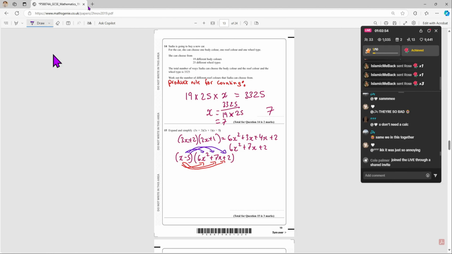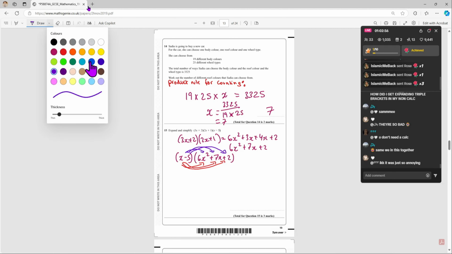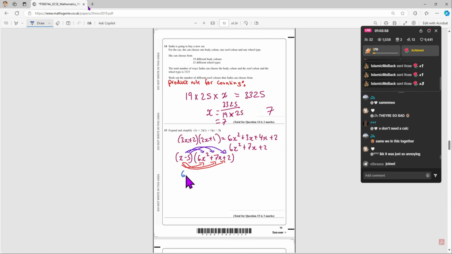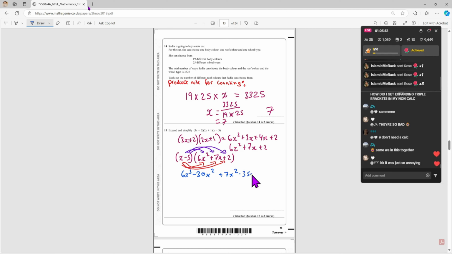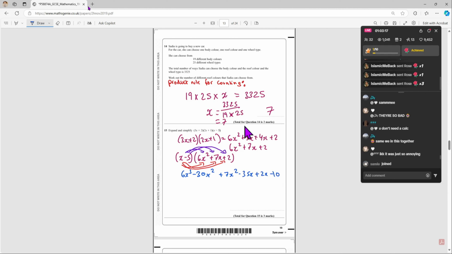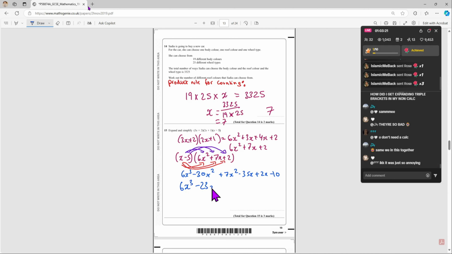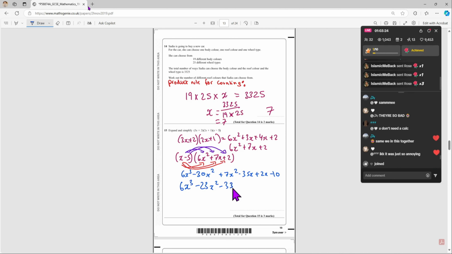Let's quickly do that. We're going to end up with 6x cubed. Remember, guys, in the triple bracket questions, you're most likely going to end up with a cube. So plus 7x squared minus 35x plus 2x minus 10. I'm going to simplify it to 6x cubed minus 23x squared minus 33x minus 10. And that will be your answer.